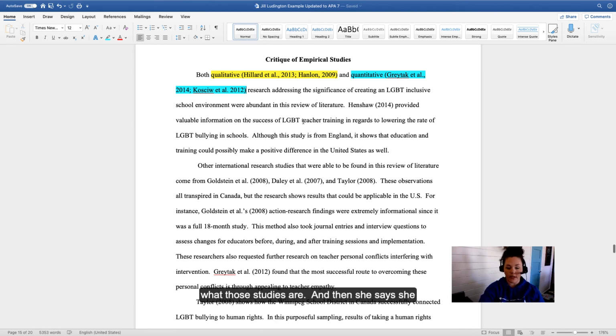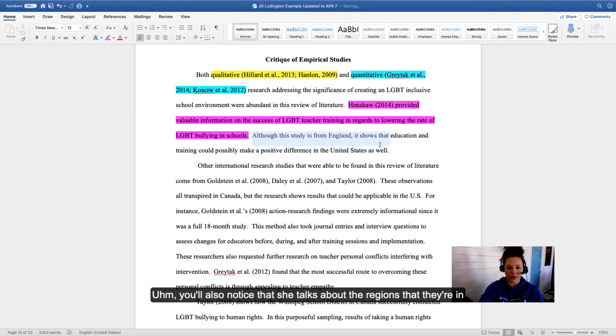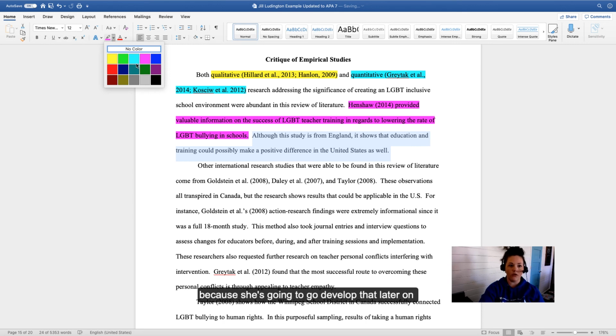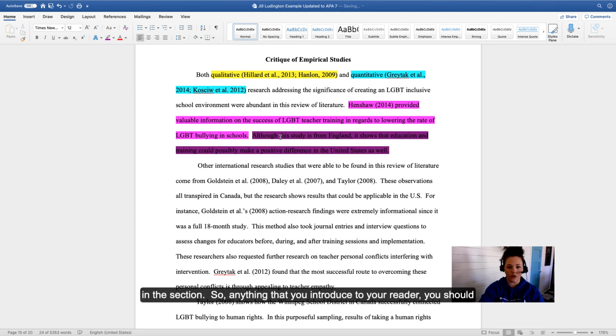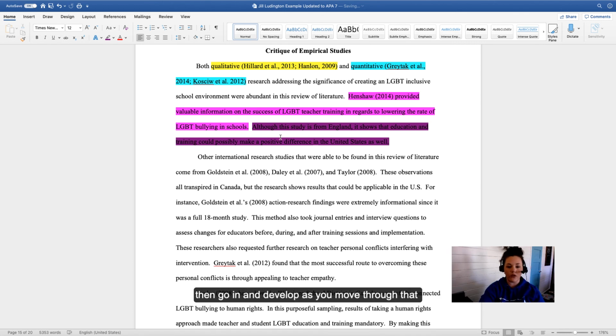And then she goes to Henshaw and focuses on teacher training in regards to lowering the rate of LGBT bullying because she's going to develop this later on in the critique section. You'll also notice that she talks about the regions that they're in because she's going to develop that later on in the section. So anything that you introduce to your reader, you should then go in and develop as you move through that section.